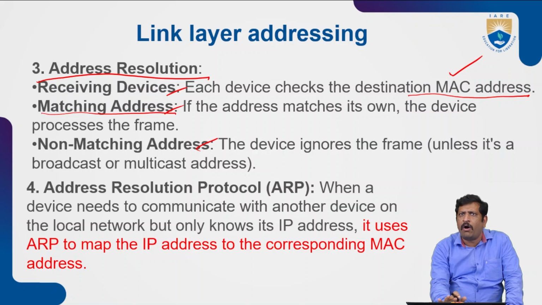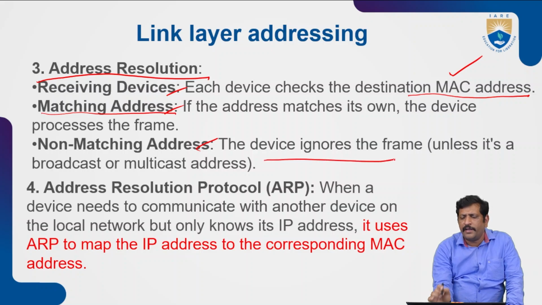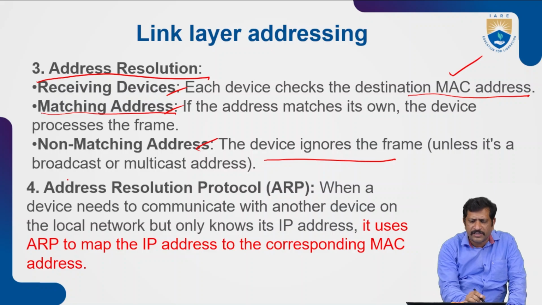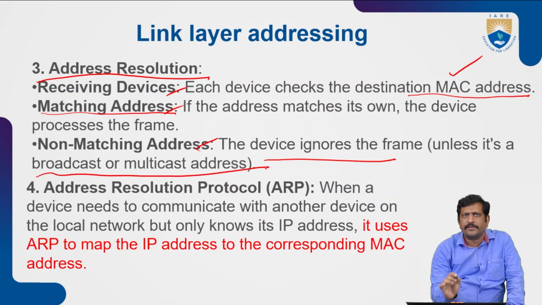If the addresses are not matched, the device should ignore the data frame transmission. If they match, data frames can be transferred from device 1 to device 2. If the MAC address of the identified device doesn't match, the data cannot be transferred and is ignored, unless it is a broadcast or multicast address.